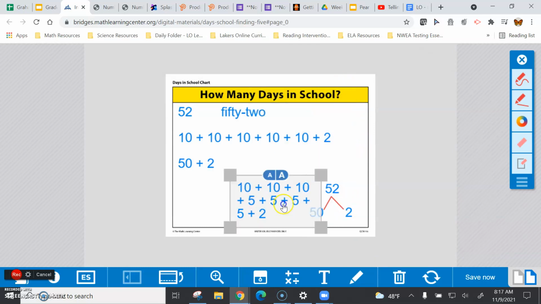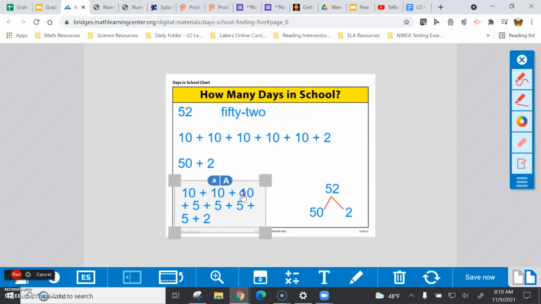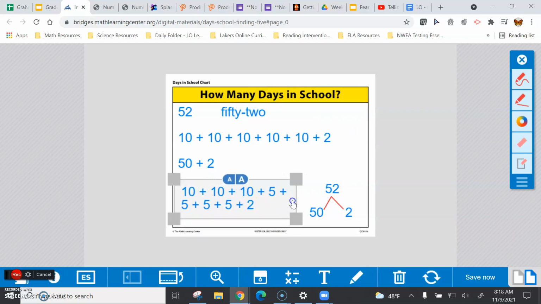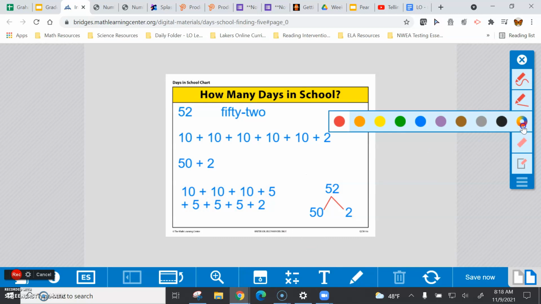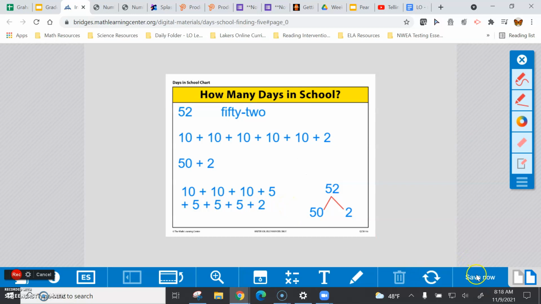And again, we are using all that we know. We know how to count by tens. We know how to count by fives. And we're using that information to help us understand our math more and more. So, dears, I want you to see this great information here.